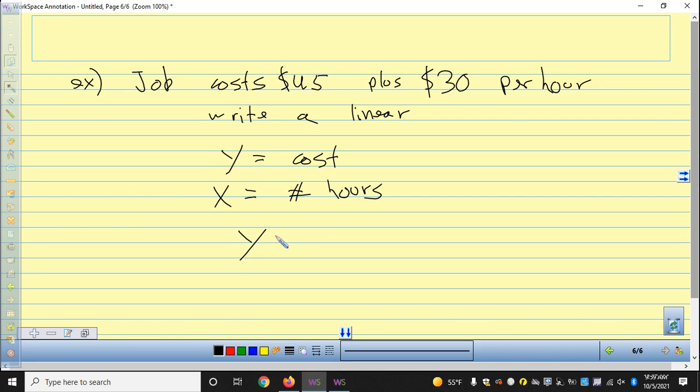So our cost is going to be $45 plus 30 times the number of hours. And I could rewrite this. I could say that's the same as 30x plus 45. And that would be an equation that modeled the cost of whatever job we're doing.